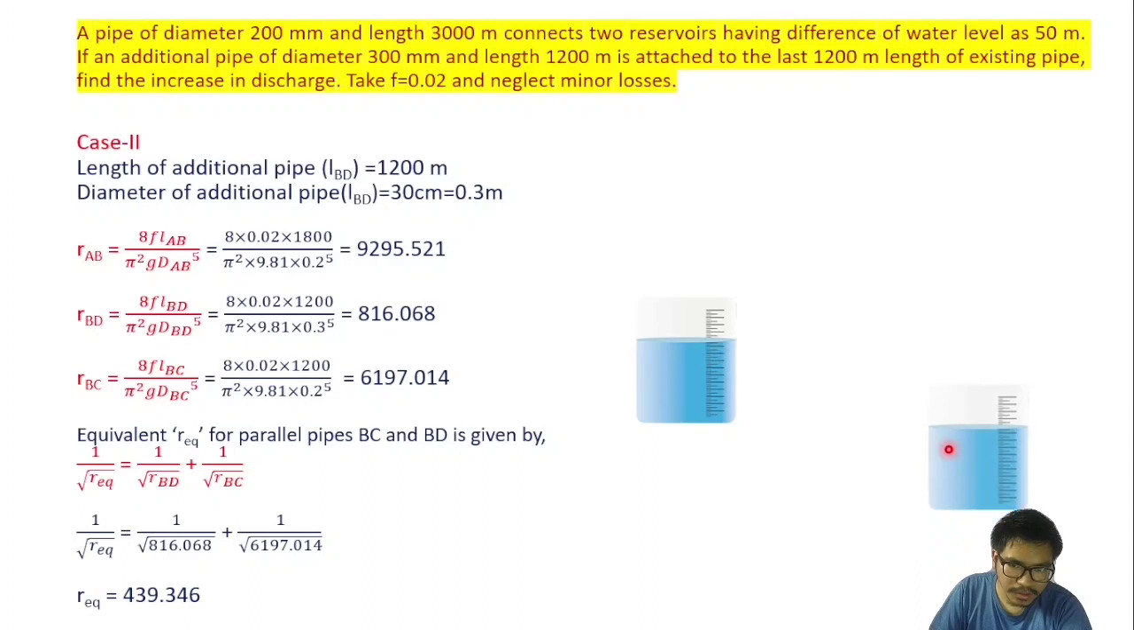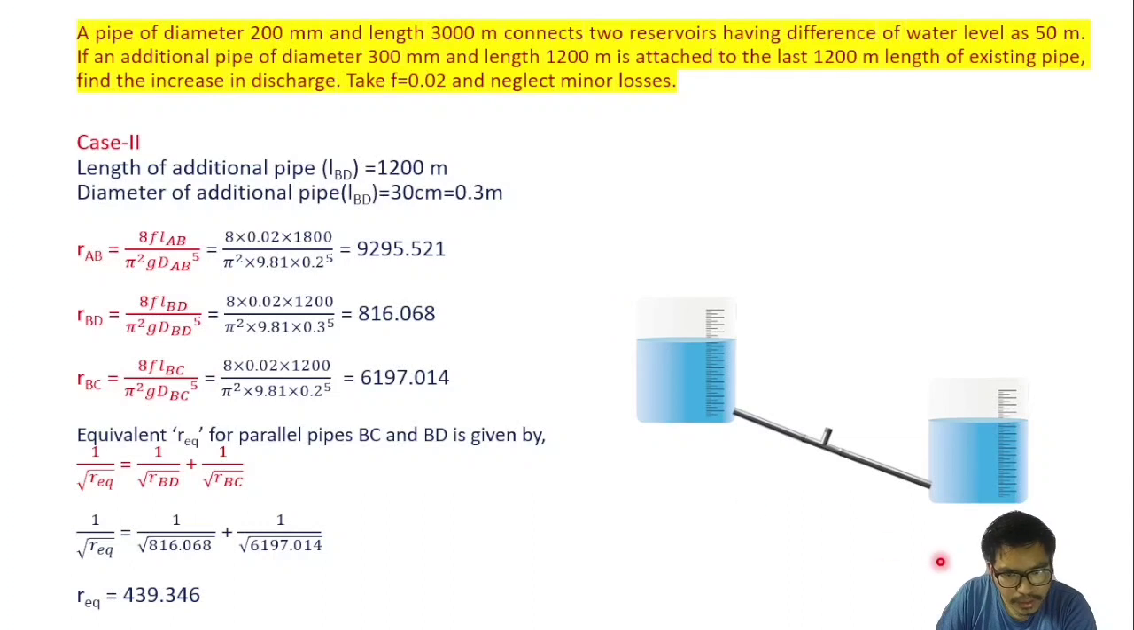So this is the first reservoir, this is the second reservoir, and this length is 3000. 1200 meter is the length of this pipe, and the last is 1200 meter. So from here to here it is also 1200 meter.